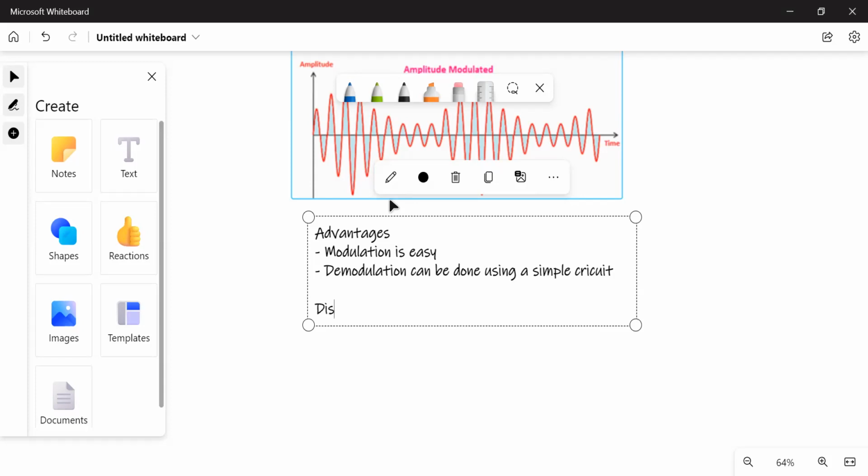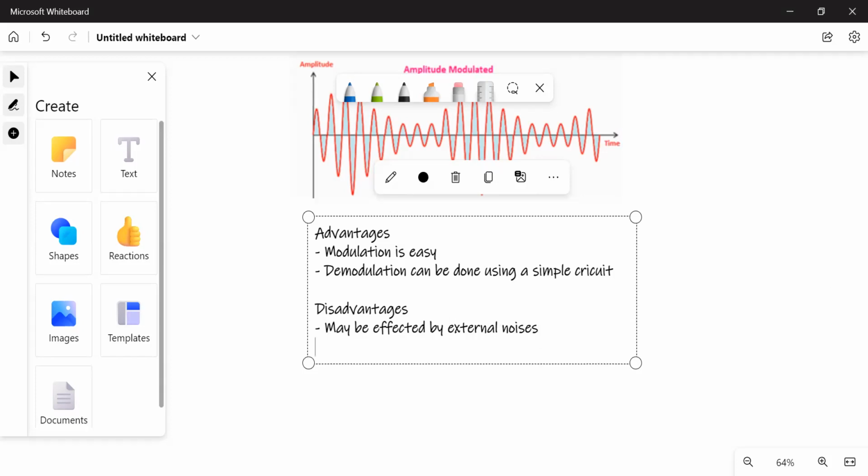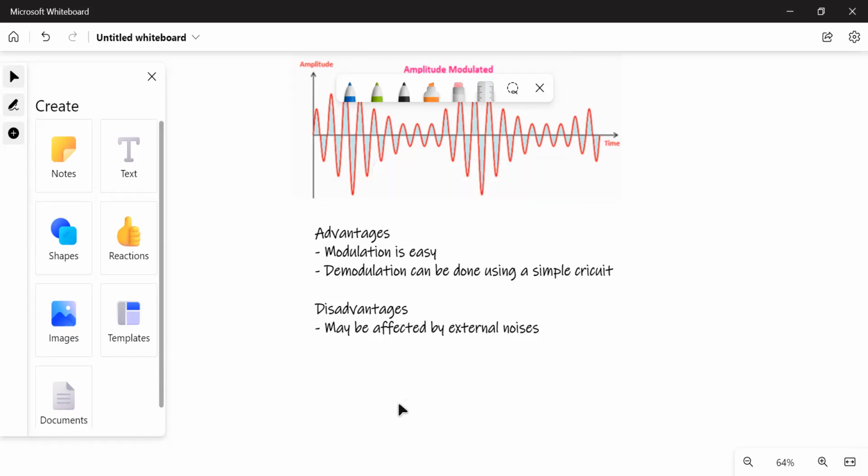Then disadvantages. So the disadvantage is it may be affected by external noises. Affected by noise, some noise elements can be added, which might cause problems.